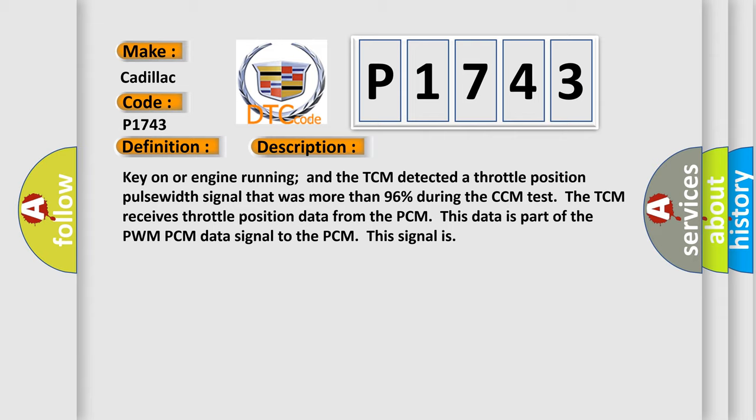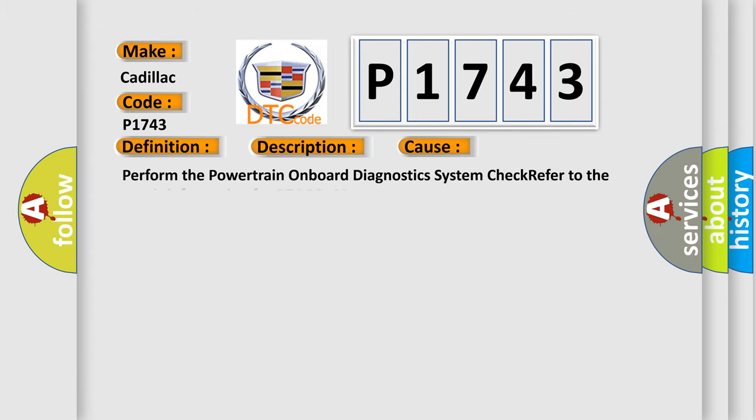Key on or engine running and the TCM detected a throttle position pulsewidth signal that was more than 96% during the CCM test. The TCM receives throttle position data from the PCM. This data is part of the PWM PCM data signal to the PCM. This diagnostic error occurs most often in these cases. Perform the powertrain onboard diagnostic system check. Refer to the repair information for DTC P0120.